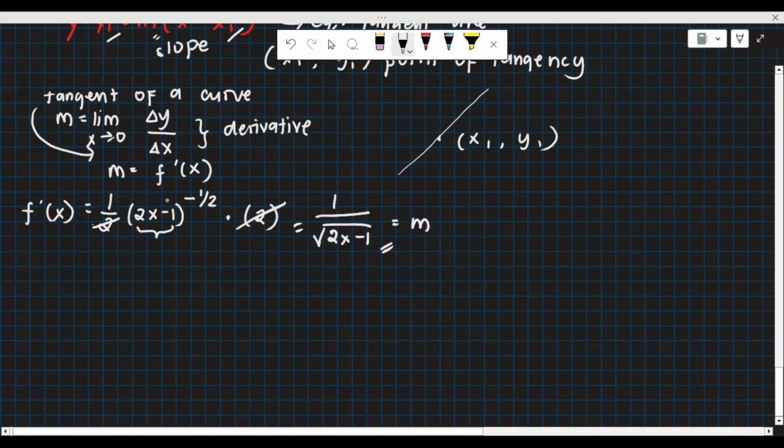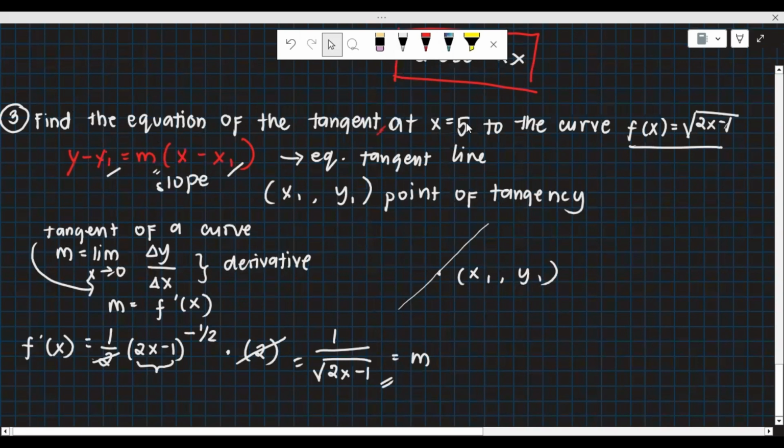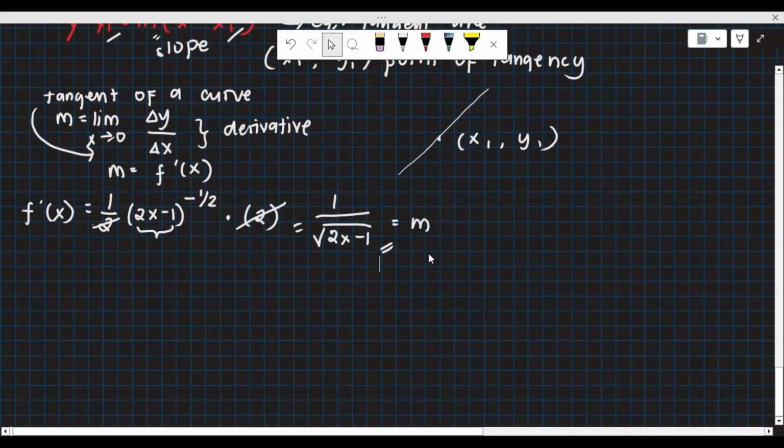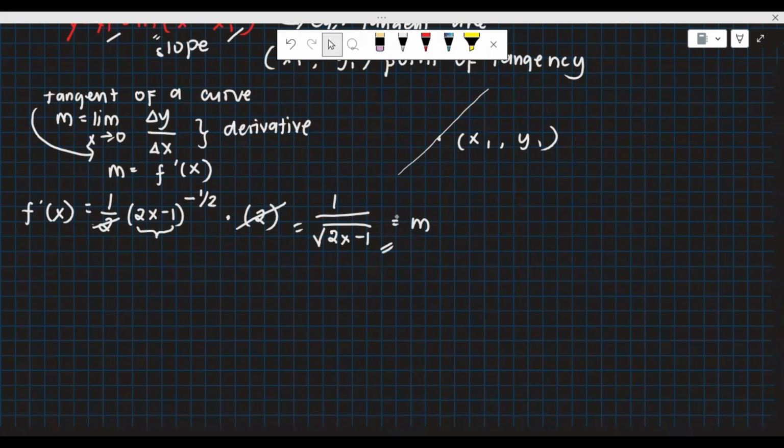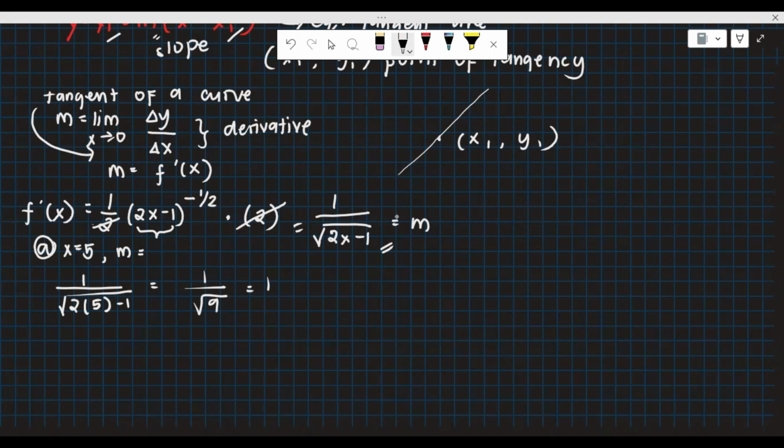So, what we have to do here is to substitute x is equal to 5 sa equation natin ng slope of the line. So, at x is equal to 5, your m would be 1 over square root of 2 times 5 minus 1. So, that would be 1 over square root of 10 minus 1 is 9, 1/3. So, ito na ngayon yung m mo. That's 1/3. Let's try to write this with a red ball pen para hindi natin siya maiwala.